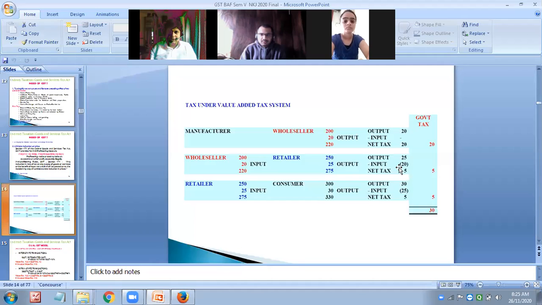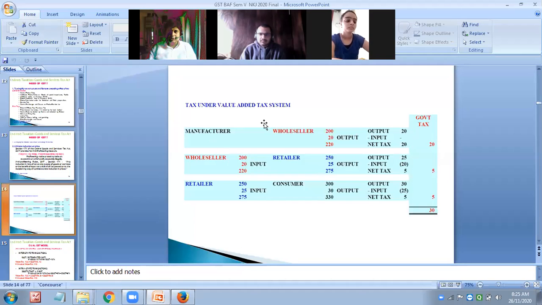One is that the cascading effect is to be eliminated, not exactly, because at last the value is added only. So that is not the exact answer, but yes, what you have rightly stated is that if tax has been paid by the earlier vendor, the subsequent vendor is going to gain the benefit of it. So suppose the manufacturer has paid the government tax of rupees 20.